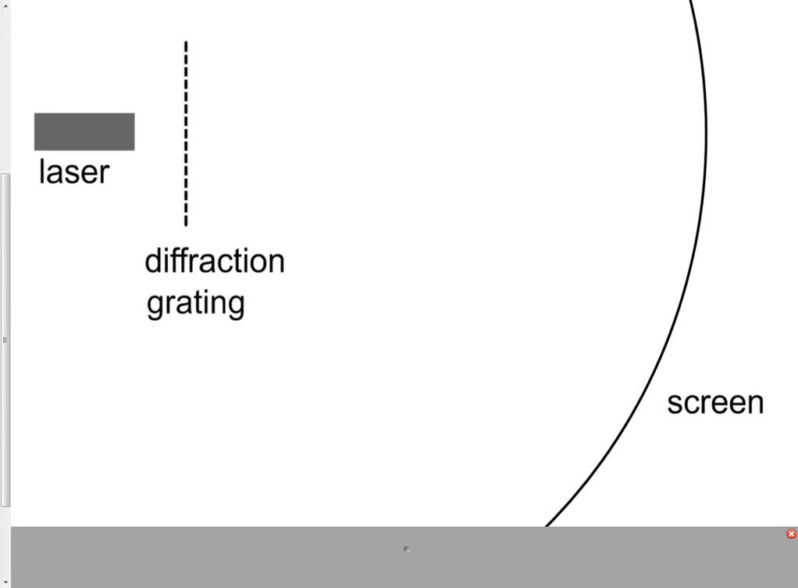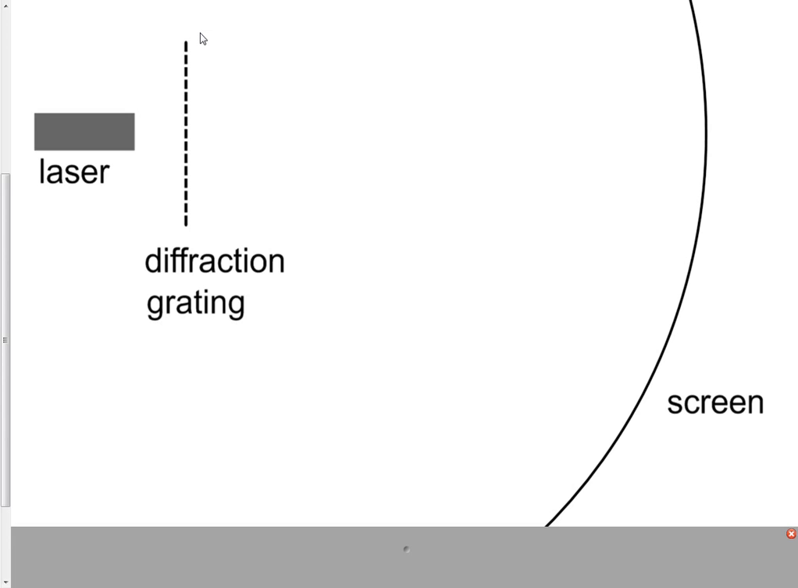So here's my diffraction grating. It's this dotted line. It's just a lot of slits, hundreds of slits, thousands of slits on a piece of glass or something like that, so that light can only get through the gaps and not through the bits where it's blocked. Got a laser being shone on it. That's just a handy source of coherent light, and also a screen.